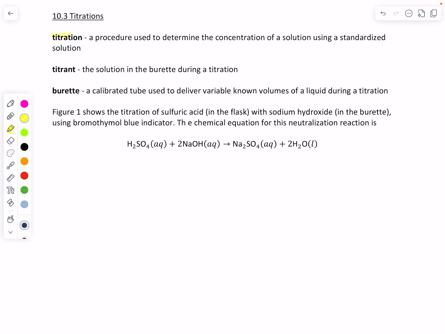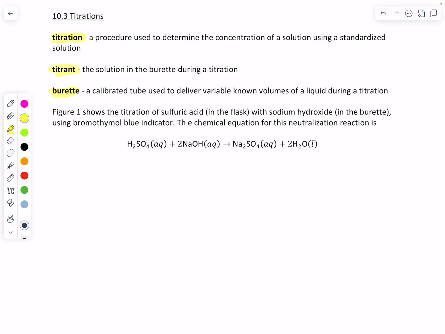10.3 Titrations. A titration is a procedure used to determine the concentration of a solution using a standardized solution. The titrant is the solution in the burette during a titration, and the burette is a calibrated tube used to deliver variable known volumes of a liquid during a titration.